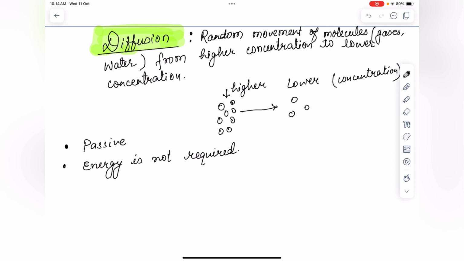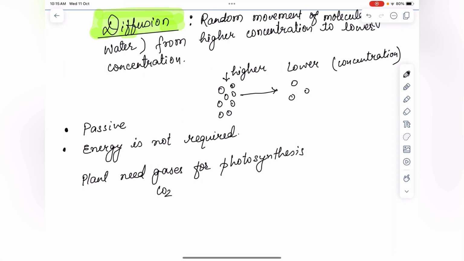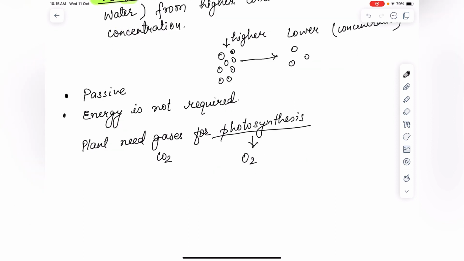This diffusion is important in plants, because only through diffusion will gaseous exchange take place. Plants need carbon dioxide for photosynthesis. So it will take place through diffusion, and the by-product oxygen will be produced, and it will move out of the plant through diffusion. Next we will see what are the factors affecting this diffusion.